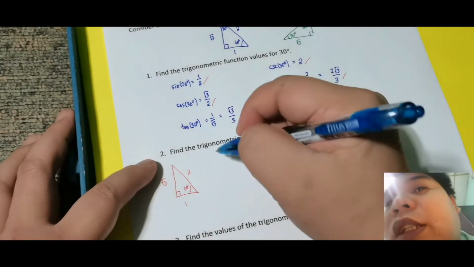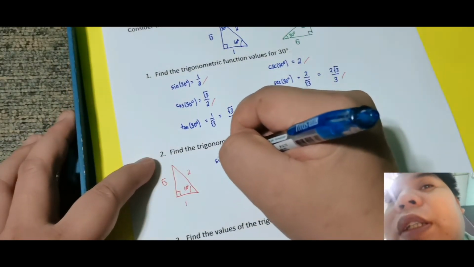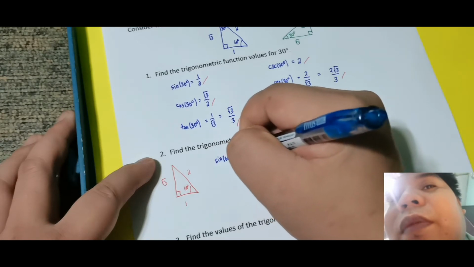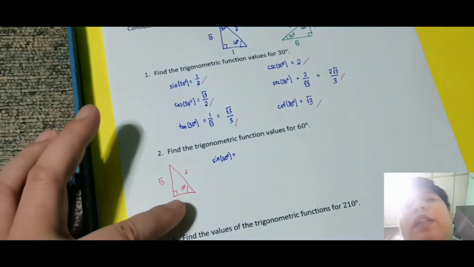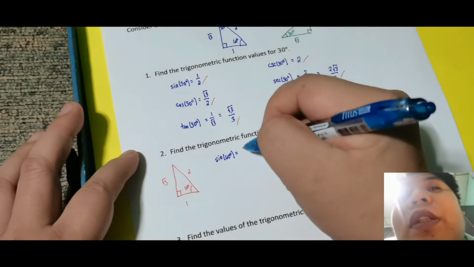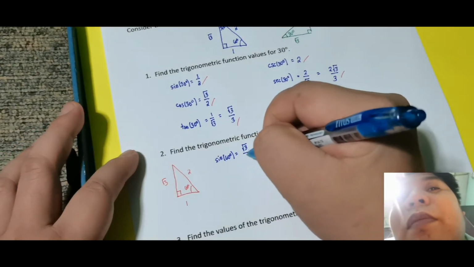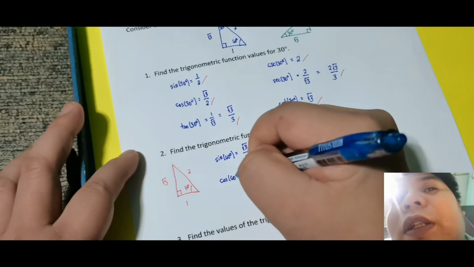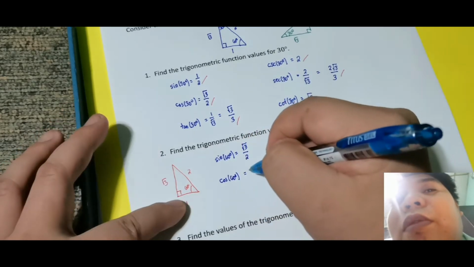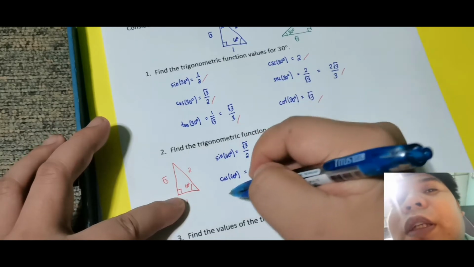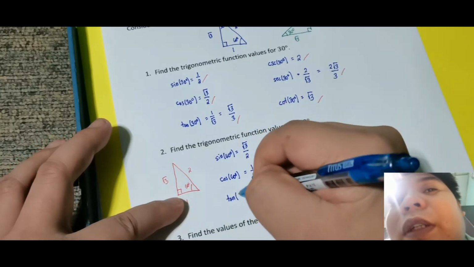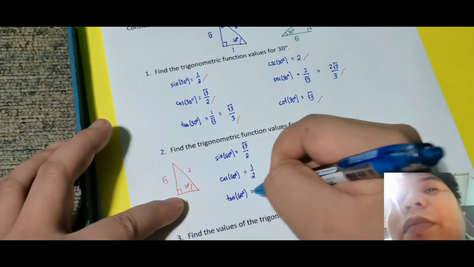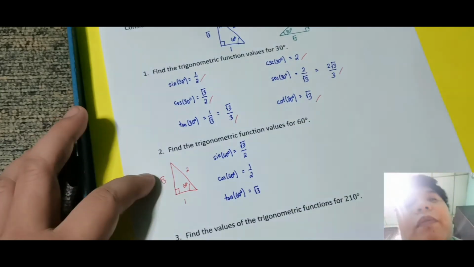Okay, so kunin natin si sin 60 degrees. So, what is sin 60 degrees? Sin 60 degrees is opposite over hypotenuse. That is square root of 3 over 2. Si cosine 60 degrees is equal to 1 half. Next, si tangent 60 degrees is simply square root of 3 over 1.